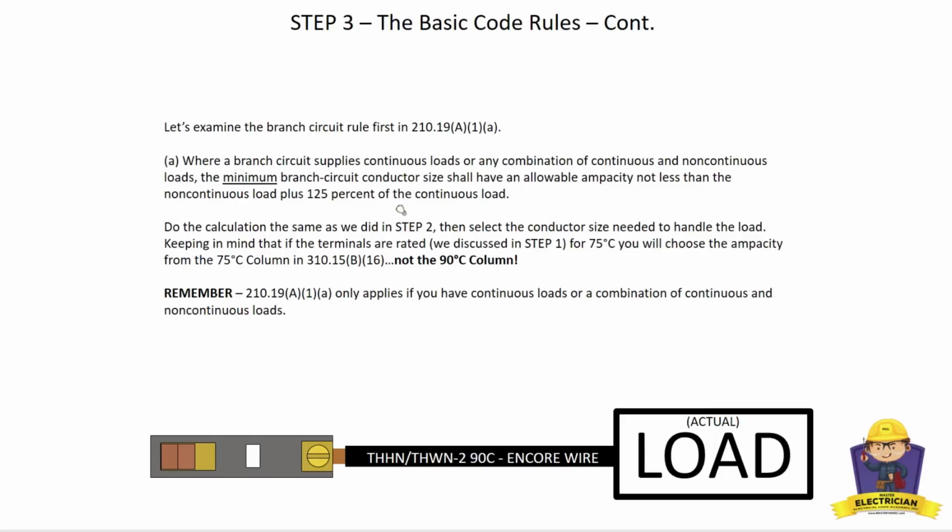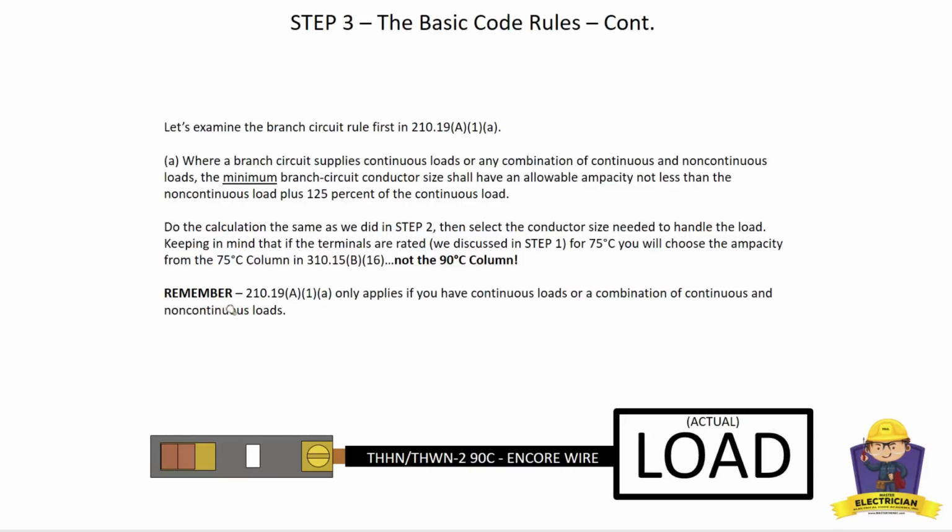Okay? In our cases, we're just talking continuous load, so we simply take the load times 1.25. We go to the 75 C column, if that's the terminals we're dealing with, select the conductor that can handle that load, and write down the ampacity and the conductor size. Then you do the same calculation as step 2 that we did for the overcurrent device. Like I said, you simply select the conductor size that can handle the load, keep in mind those terminals, go to the 75 C column, and pick your conductor. Again, not using the 90 C at this point. We're simply picking from the table.